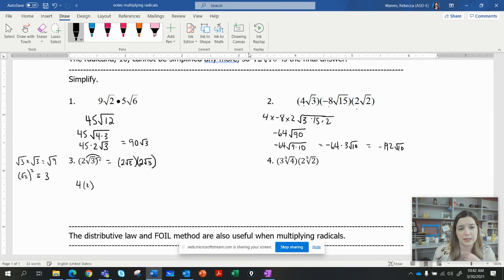Whether you understand it as them canceling each other out and leaving you with the 3, or that it gives you radical 9, which is, of course, 3. Either way gives you an answer of 3. So this basically just works out to 4 times 3, which is 12.